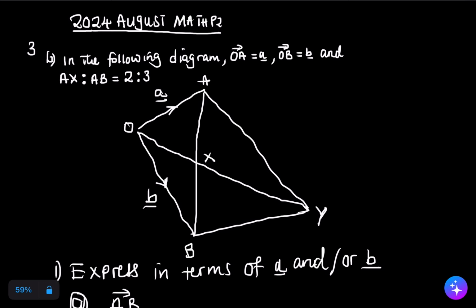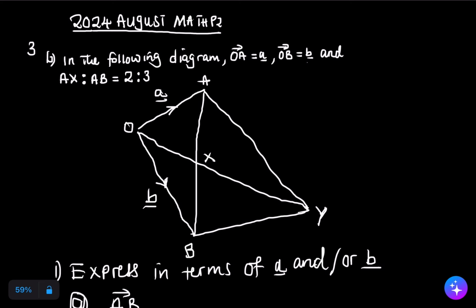So this question was on vectors. The question went on to state, in the following diagram, OA is equal to vector A, OB is equal to vector B, and AX to AB is in the ratio 2 to 3. So we were given these ratios as part of the vectors. I'll talk about ratios.